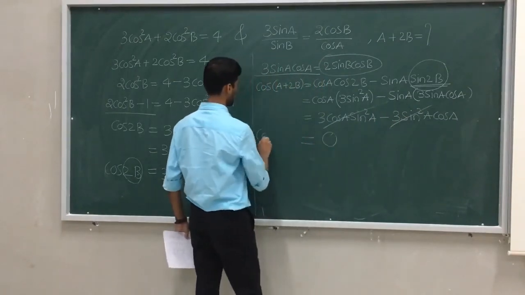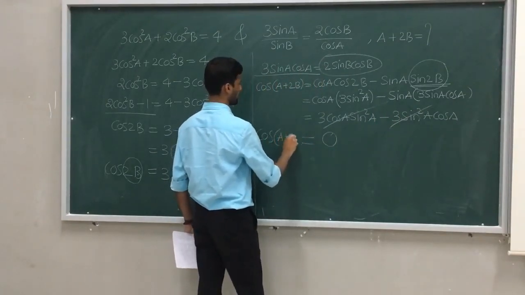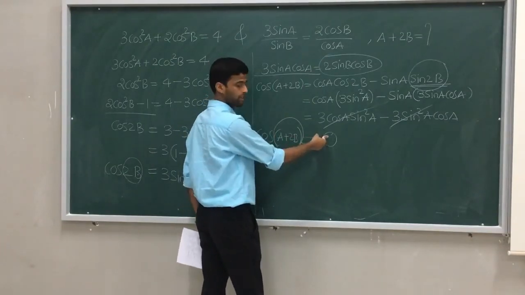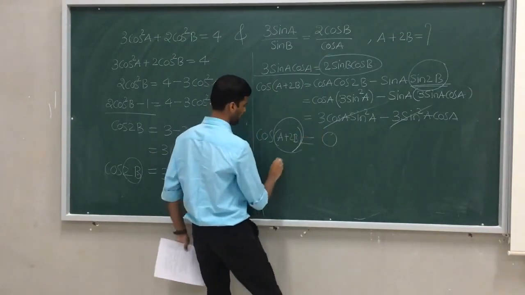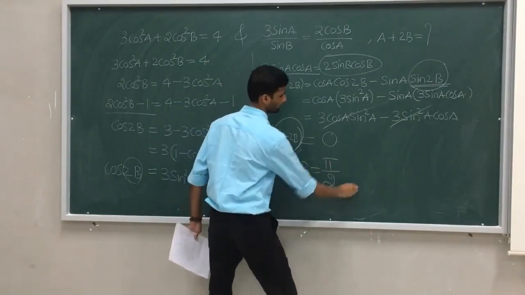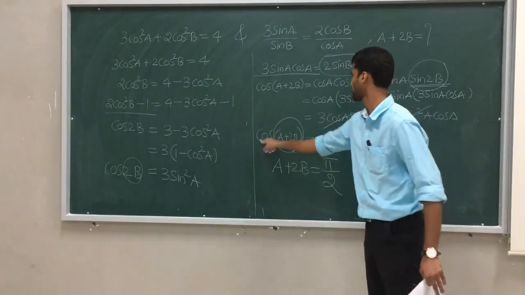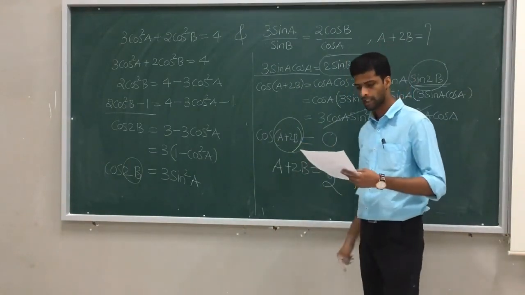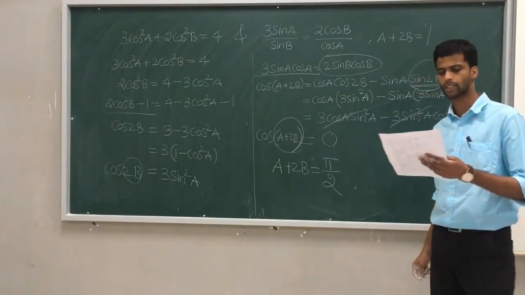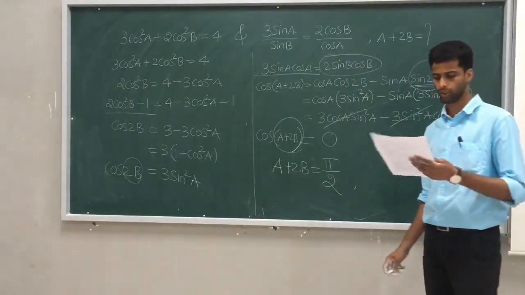So I got to know that cos of A plus 2B is 0. Cos of 90 degrees is 0. Therefore, I can say A plus 2B is pi by 2, because I know that cos of 90 degrees is 0. So option C is the right answer for this particular question.